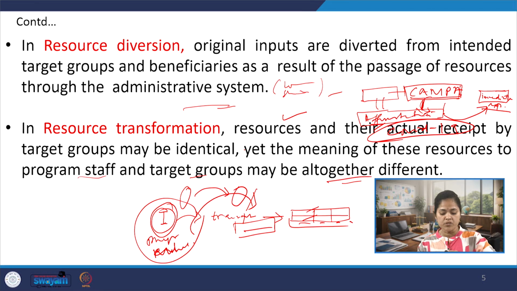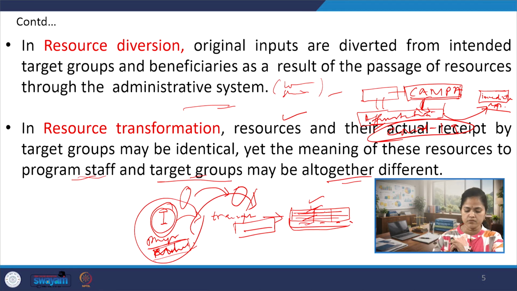Okay, so if you see the definition again with this example, resource transformation is where resources and their actual receipt by the target groups may be identical. The resources received by the target groups, like the stakeholders, may be identical because every stakeholder will be exposed to the same transportation network, the same roadways and waterways. But for the program staff and other target groups this is altogether different, because the initial resources in terms of physical allocation or budgetary allocation in monetary units will now be changed from these physical and monetary units to outputs like road networks or water networks.